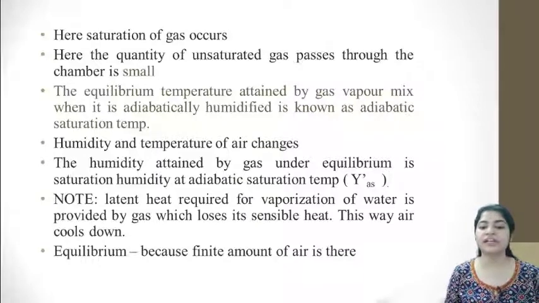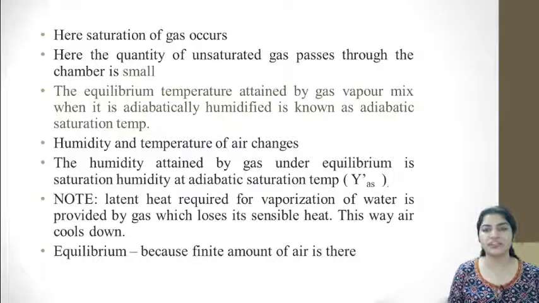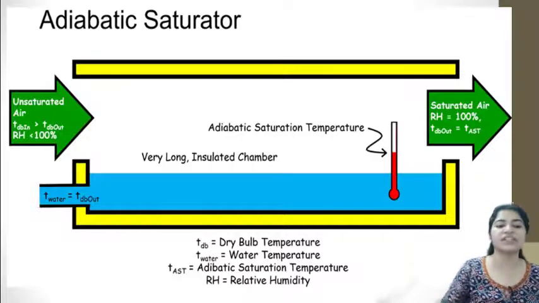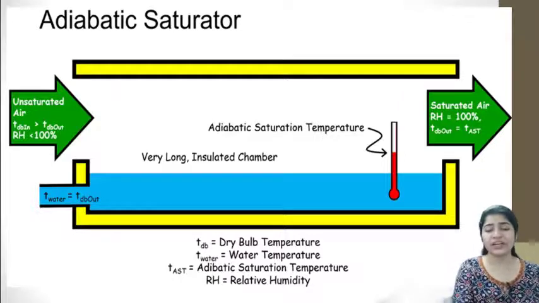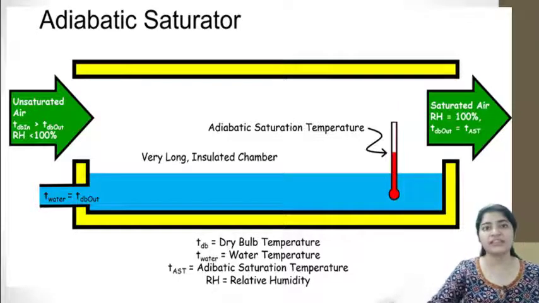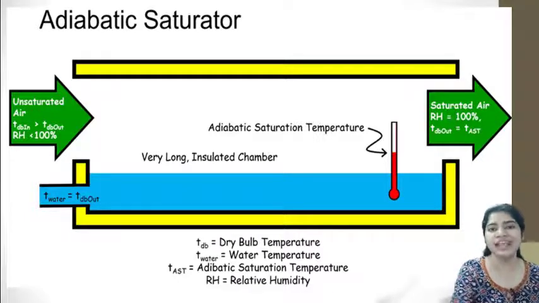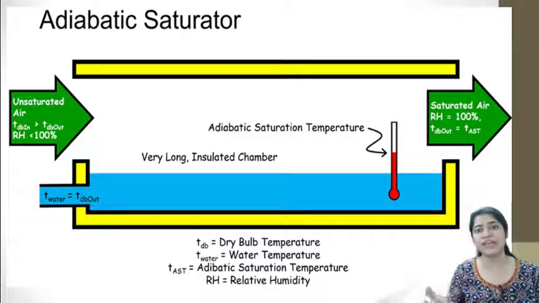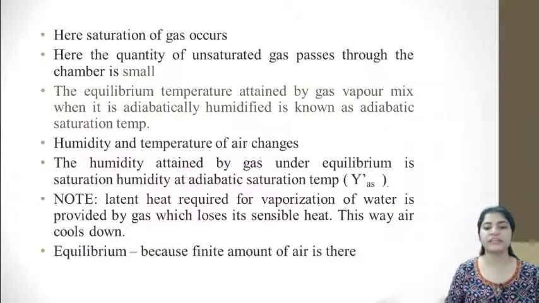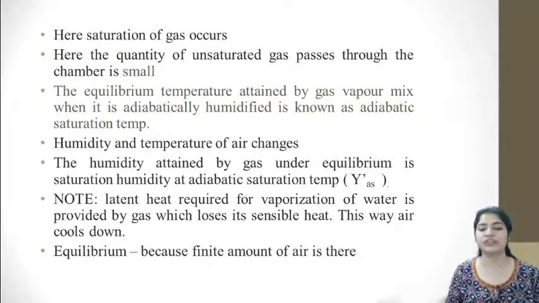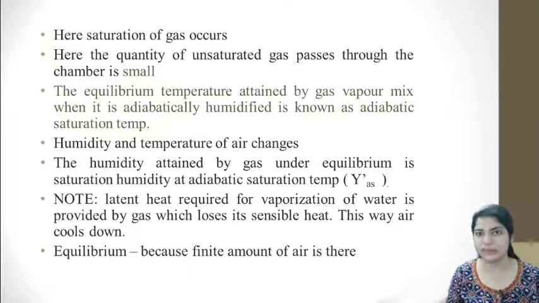The quantity of unsaturated gas which passes through the chamber is small. Of course, the volume it would be taking in the chamber would be very small. So inside that chamber the air quantity is small. The equilibrium temperature attained by the gas-vapor mixture when it is adiabatically humidified is known as the adiabatic saturation temperature. Again, note the key point: it is an equilibrium temperature.